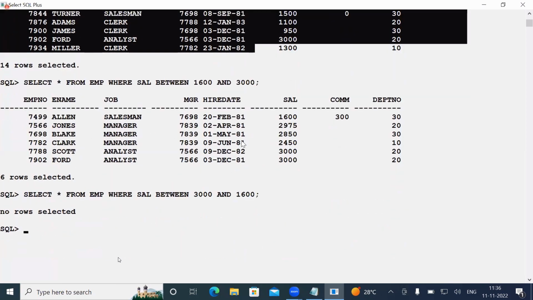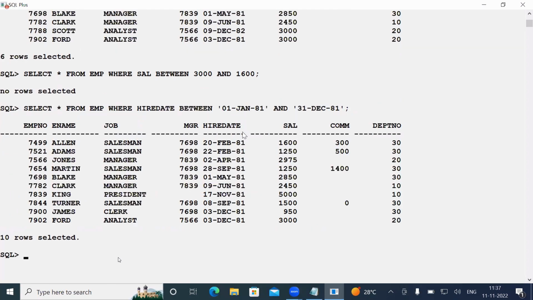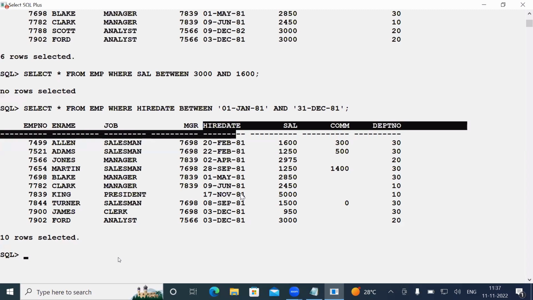Then how can I write my query? In place of salary, I want to use hire date. So hire date between, for the year 1981. Tell me, what is your starting value? 1st Jan 81, and the ending value is 31st December 81. So this is the hire date between. Now I execute it, and a total of 10 employees out of 14 joined in the year 1981.